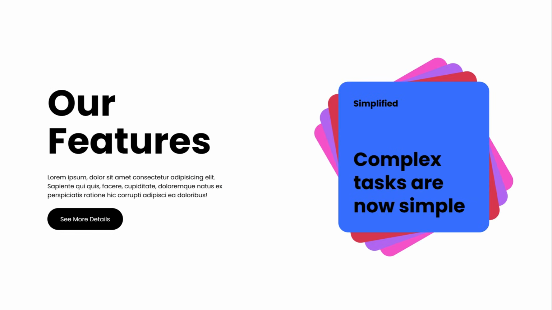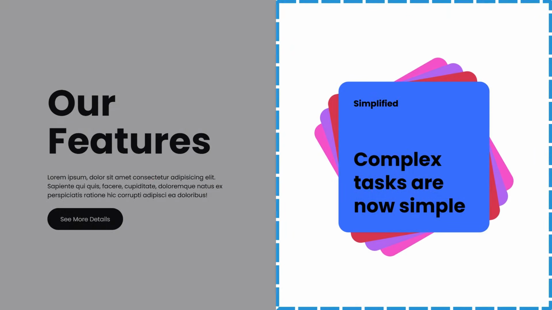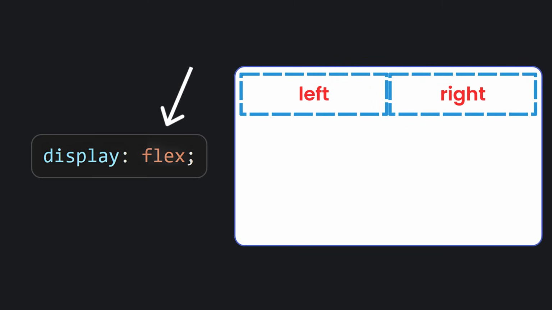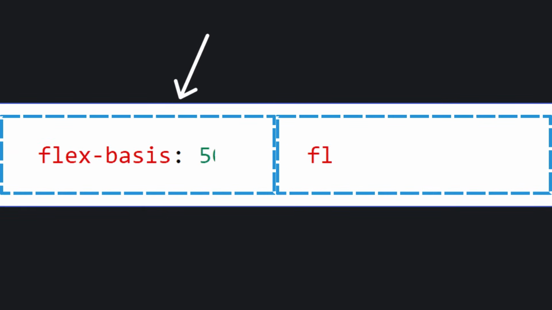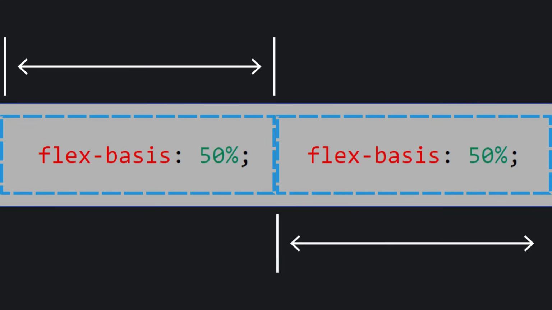Now if we observe the original effect, it has a left section and a right section. So add 2 more containers, left and right, as shown. Next, arrange the containers side by side by setting display flex to the parent container, and make sure to set the flex basis to 50% for both the containers to equalize their widths.